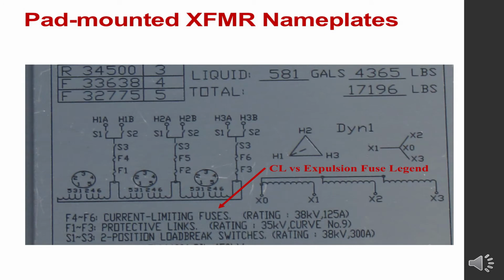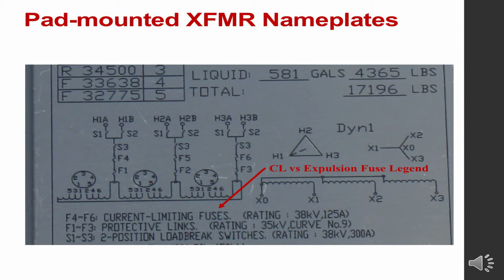If you take a look at the legend for it down below, you'll see that fuses F4, 5, and 6 on the schematic are current limiting fuses. F1, 2, and 3 are protective links, meaning they're expulsion fuses. So what you can take from this discussion is that this transformer has complete transformer protection. The expulsion fuses would react to a secondary or low voltage side fault. The current limiting fuses would react to a high voltage side fault. So this transformer, if it were subjected to fault current, should be able to handle pretty much anything that happens inside of it. Although it's not hard and fast, that's a general rule.